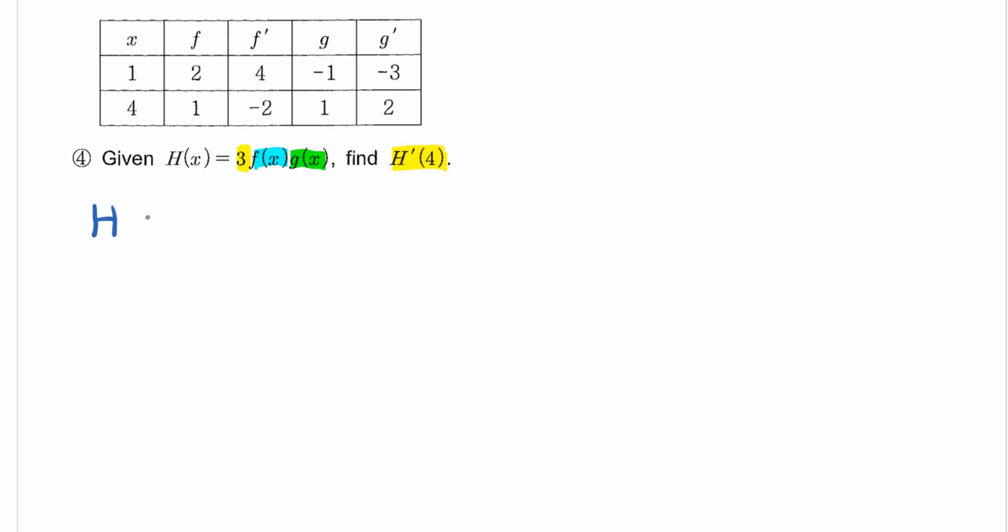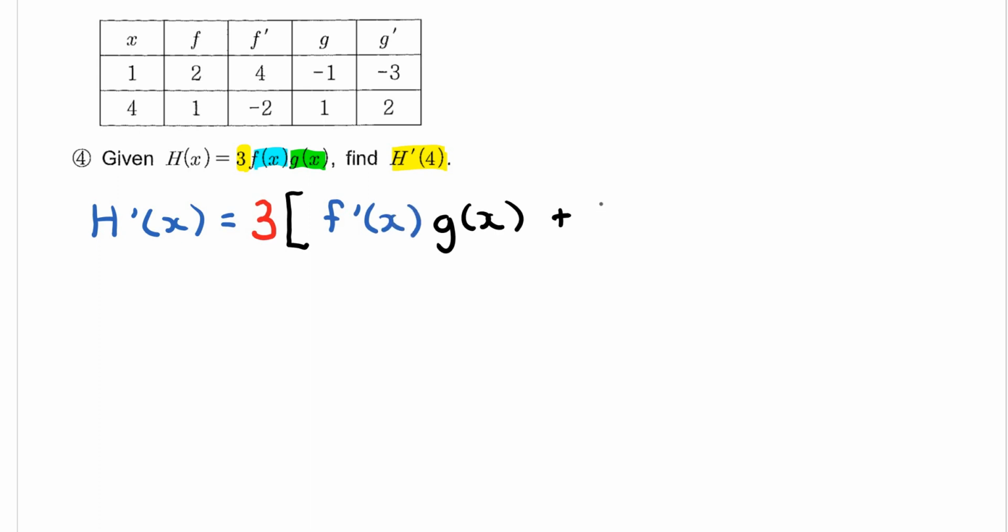So I have h prime of x. Now, when you have a constant, I recommend that you leave the constant on the outside like that, and then let's just put a square bracket around that, and then let's go ahead and take the derivative of the inside. So the derivative of f of x is f prime of x times g of x plus the first term, which is f of x, and then we multiply by the derivative of g of x, which is g prime of x, and then I just close the bracket off.